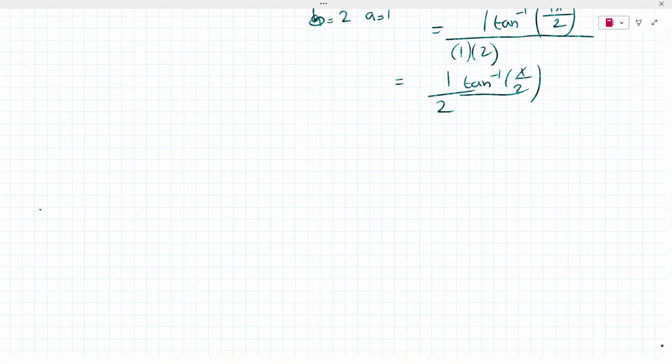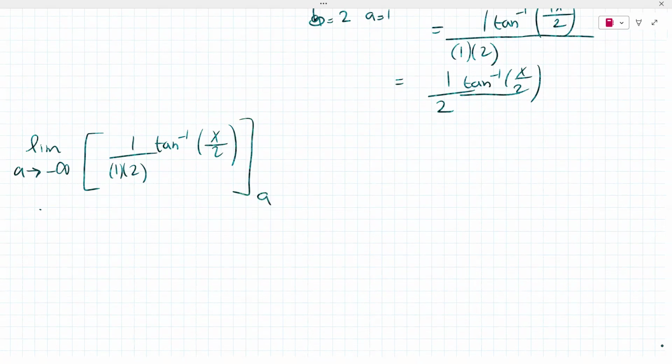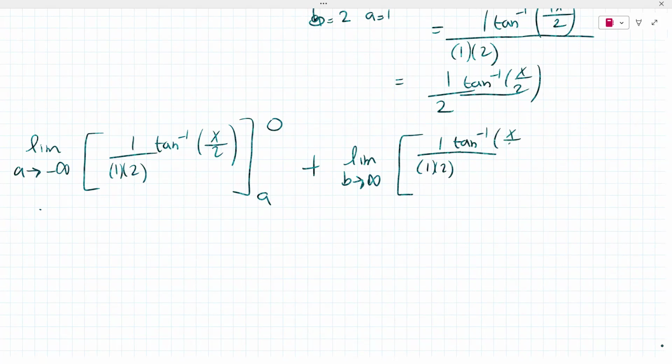So we can rewrite our problem as the limit as a approaches negative infinity of 1 over 2 tan inverse of x over 2 from a to 0, plus, because we wrote it out as 2 separate integrals, plus the limit as b goes to infinity of 1 over 1 times 2 times the tan inverse of x over 2. But then this boundary is from 0 to b.